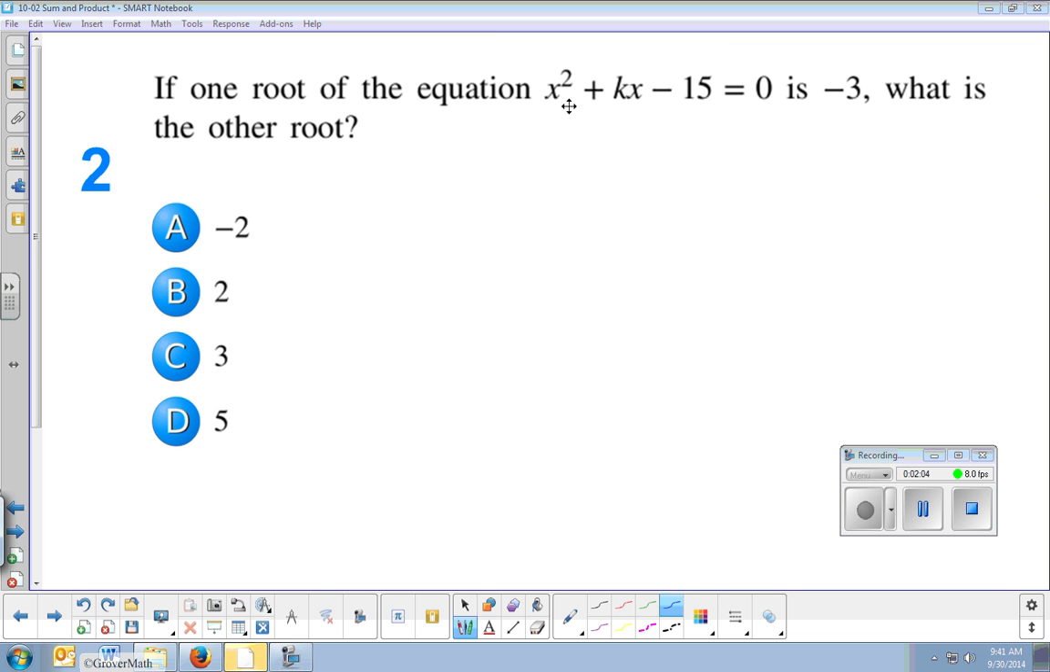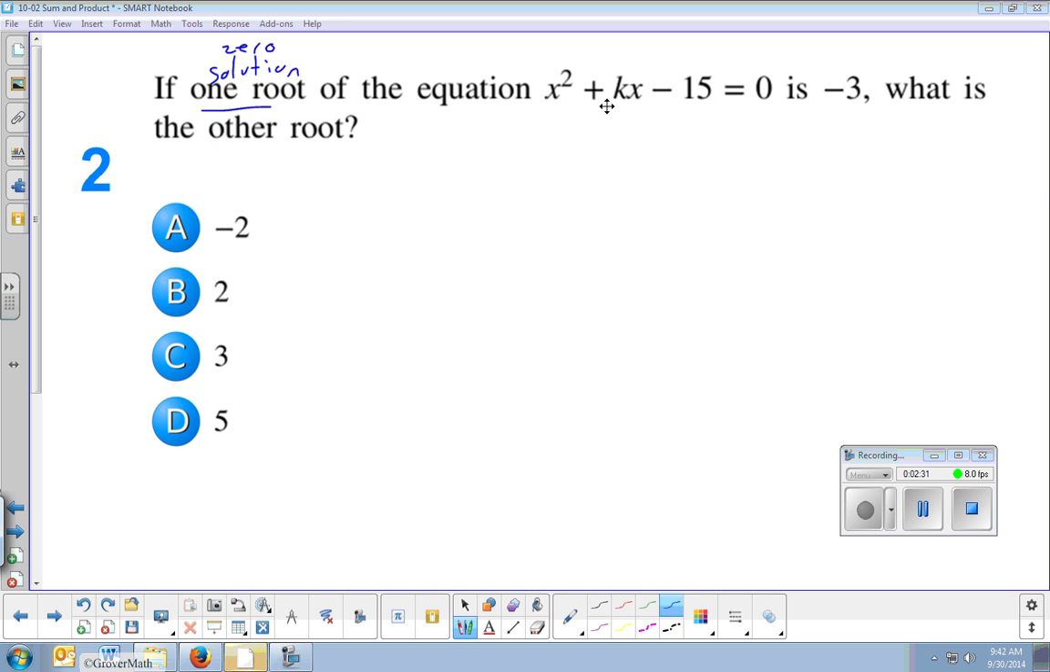If one root of the equation x squared plus kx minus 15 equals 0 is negative 3, what is the other? Sometimes you'll see these questions where it says one root. It could say solution, or it could call it a 0. We have a couple different names for that, but in this case we're calling it a root. So one of the roots, one of the solutions to this is negative 3. And they want to know what is the other.